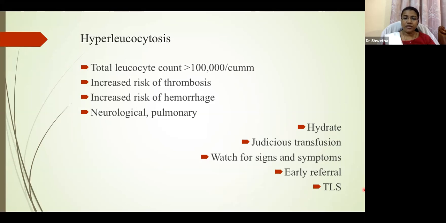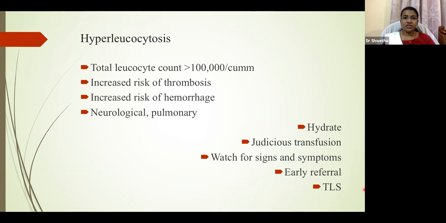Definitely hydration has to be given as they are at high risk for TLS, and judicious transfusion. By judicious transfusion, platelets should definitely be transfused. This patient's platelet count is 15,000. In a patient with hyperleucocytosis, it is advised that if the platelet count is less than 20,000, we should transfuse them because they are at high risk for hemorrhage.